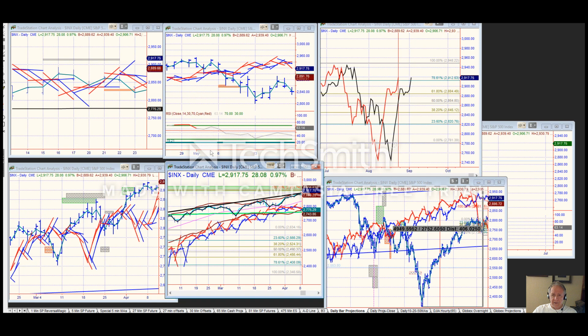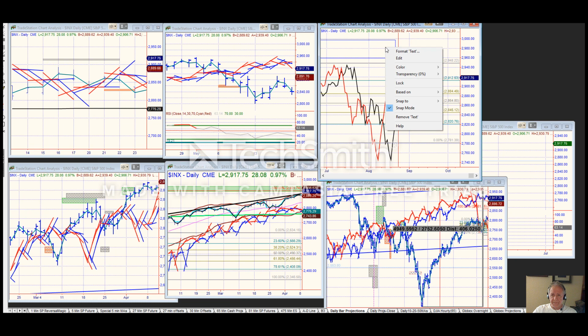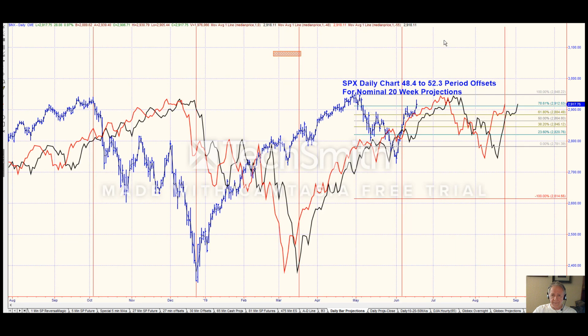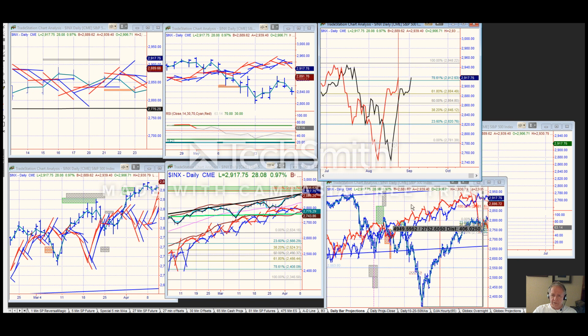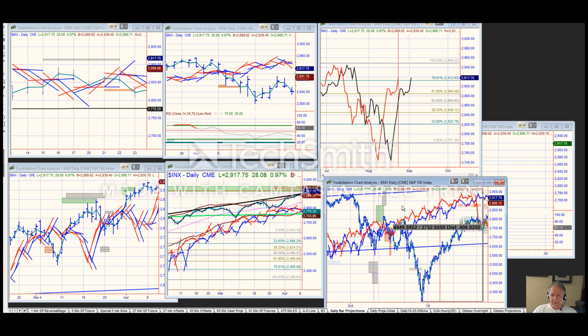Let's take a look at the next longer offset. This one, well, this projection is still outstanding from way back here when we got these crossings back in February of this year. And we kind of temporarily invalidated it by going below the offsets here, but have now gotten back above the offsets again. So we won't be concerned with that projection at this very moment.